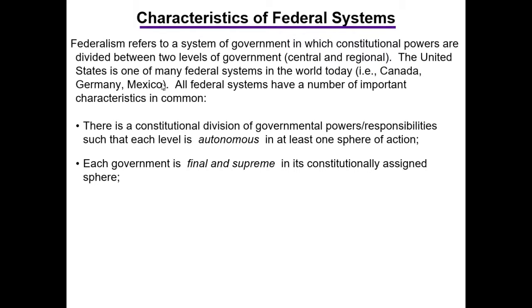Each government, that is to say national government and then the state governments, are final and supreme in their constitutionally assigned spheres. So if it is an autonomous power of the national government, when the national government undertakes that authority, it is final and supreme. If it is an autonomous power of the state governments, when they undertake that authority, it is final and supreme. By the way, the word autonomous doesn't mean that one can do it and the other can't. I want to be clear about that. That's the notion of exclusive authority. So don't confuse those two things.